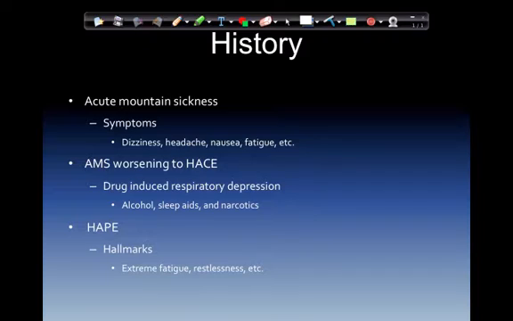Acute mountain sickness worsening to HACE, or high-altitude cerebral edema. Drug-induced respiratory depression like alcohol, sleep aids, and narcotics. Or HAPE, high-altitude pulmonary edema. Hallmarks of HAPE: extreme fatigue, restless at night, shortness of breath with mild exertion, and more seriously, shortness of breath while at rest.